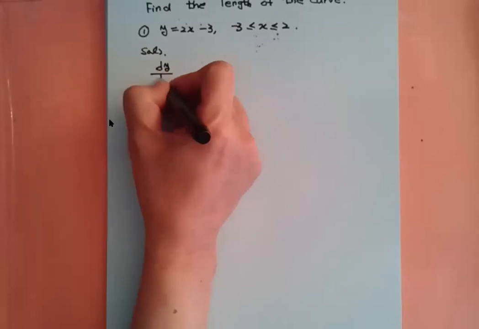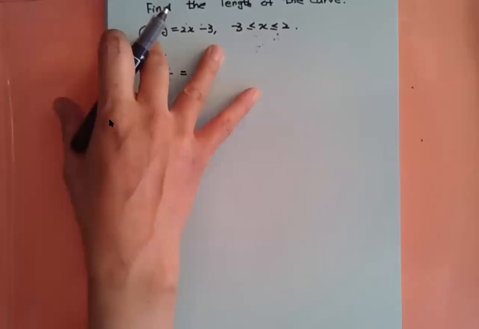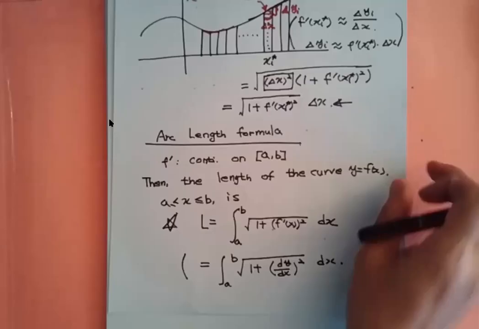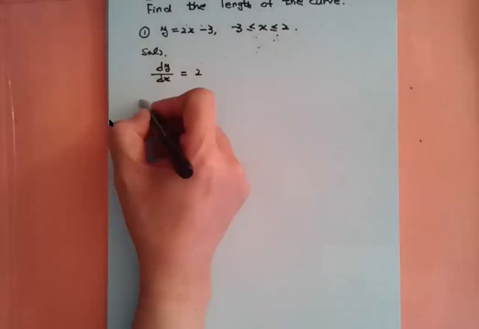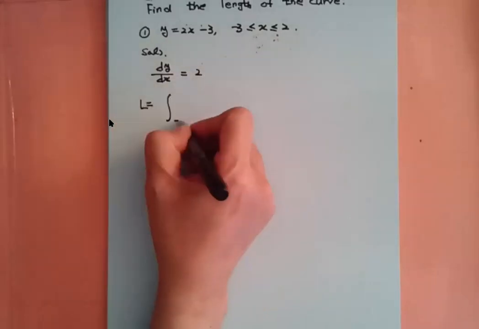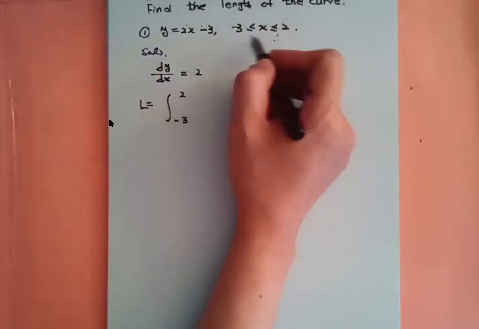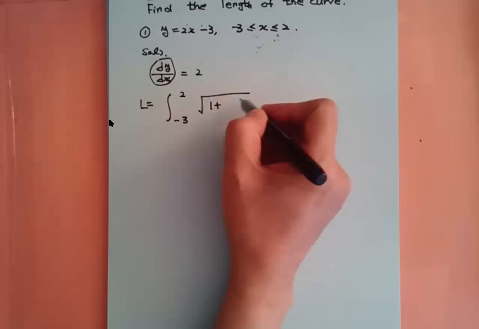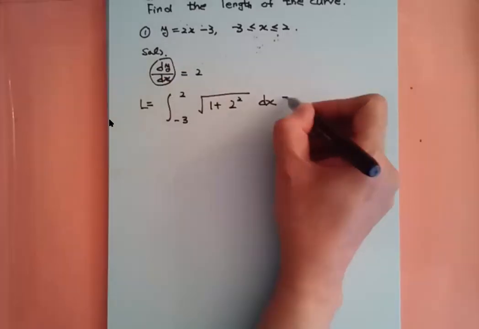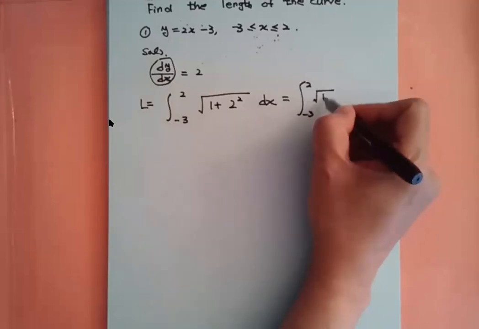The first thing we have to do is differentiate the given function to apply that to this arc length formula. So dy over dx is 2, and the arc length was given as minus 3 to 2. So this region, and square root of 1 plus this one squared, so 2 squared, dx. So that means the integral from minus 3 to 2 of square root of 5 dx.